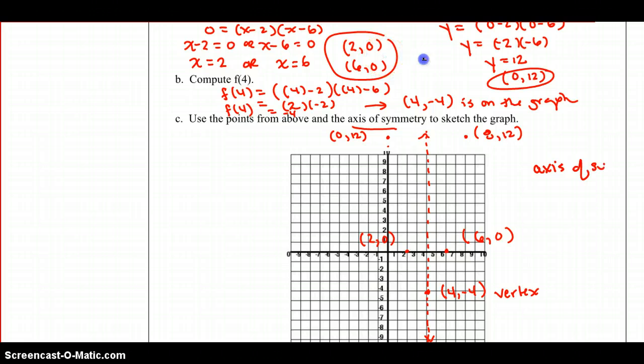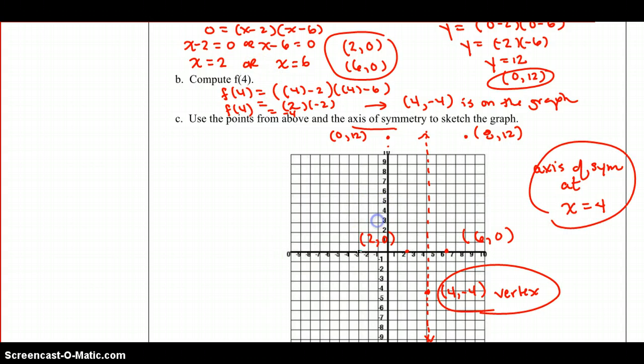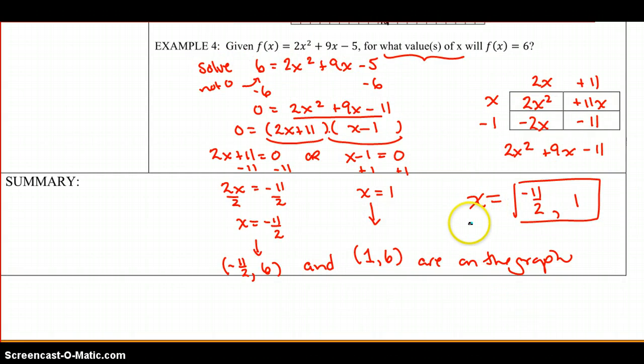So we were asked in this case to find the values of x that when we input them, the output is 6. So this tells us that if we input negative 11 halves, the output was 6. And here, when we input 1, the output was 6. So these points are on the graph. Now to answer the question they want answered, just the values of x, they would be negative 11 halves and 1. No parentheses around here because this is not an ordered pair, it's just a listing of all possible values of x that would work.